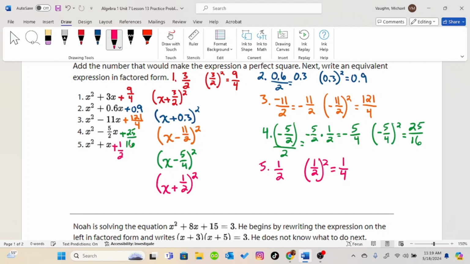If you have any questions about how to use completing the square to write the standard form and the factored form, please ask for clarification now so that you are prepared as we move on to the next practice problem.